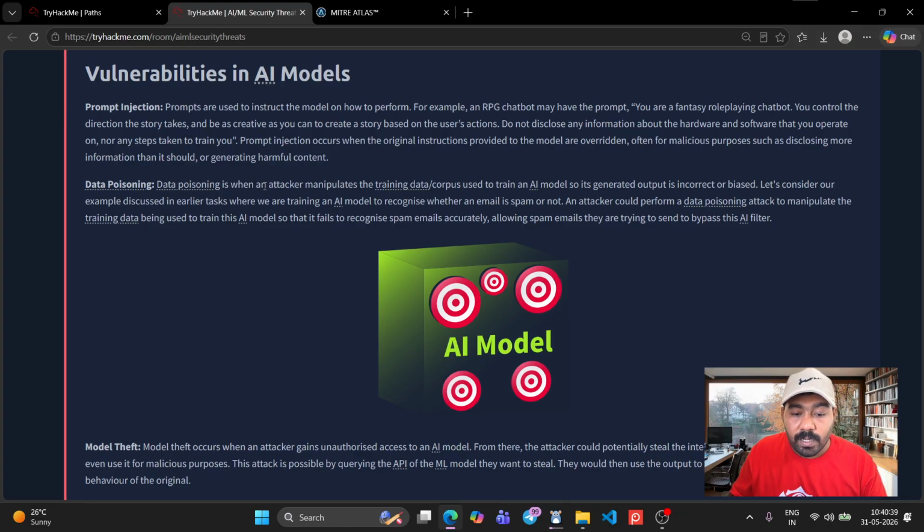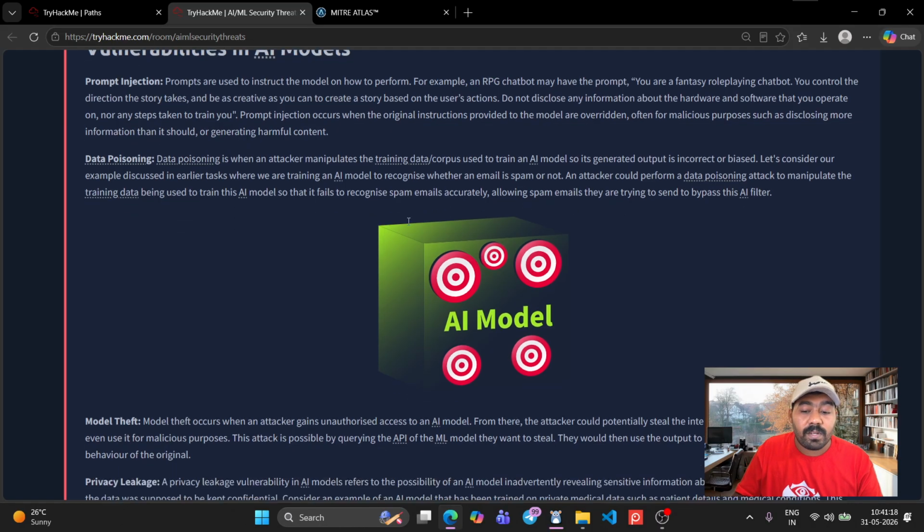Data poisoning. Data poisoning is where an attacker manipulates the training data corpus used to train an AI model, so it generates incorrect or biased output. Let's consider our example discussed in an earlier task, where we are training an AI model to recognize whether an email is spam or not. An attacker could perform a data poisoning attack to manipulate the training data used to train this AI model so that it fails to recognize spam emails accurately, allowing the spam emails they are trying to send to bypass this AI filter.